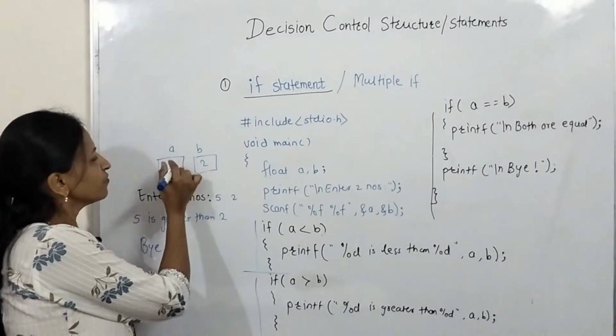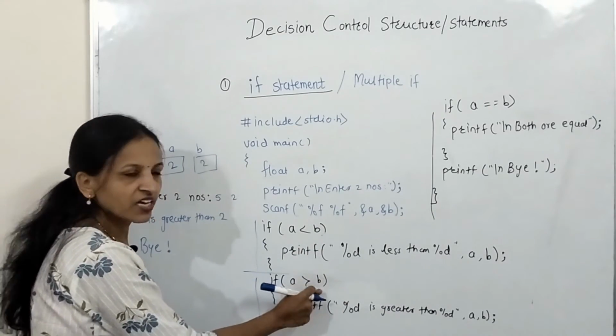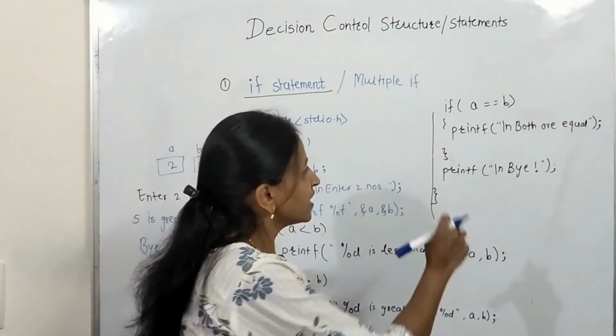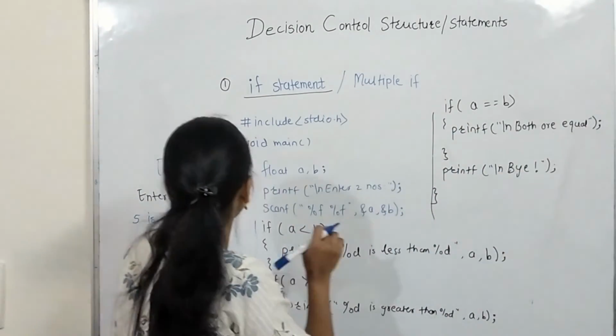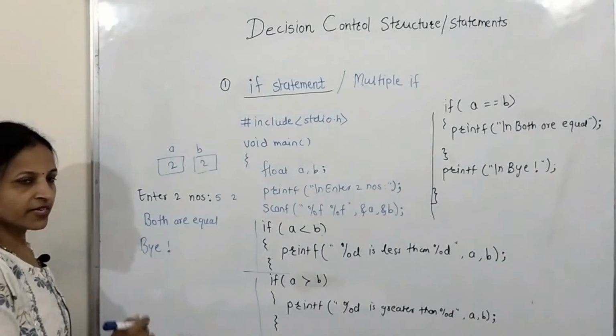Suppose the user has given 2 and 2, then this condition will become false. This will again become false, but this condition will become true and the output will be "both are equal" in this way. Both are equal, and then bye.